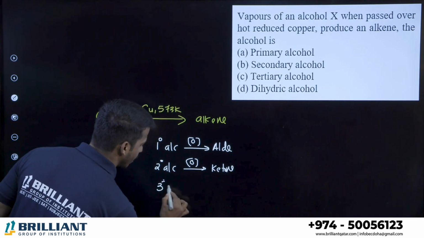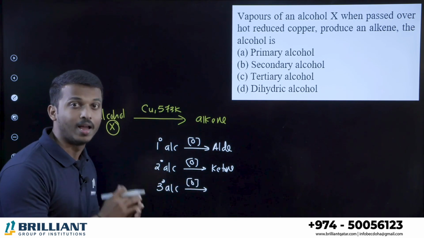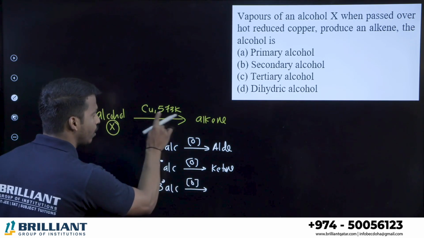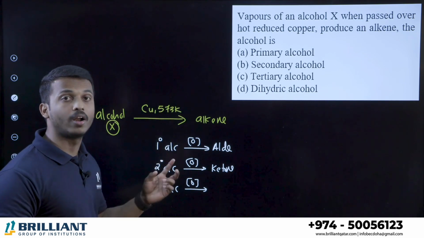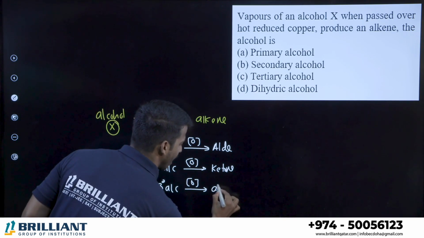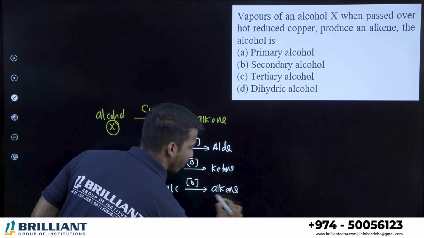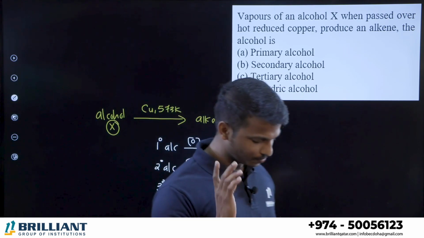But we studied tertiary alcohol will not undergo oxidation generally. But in presence of the oxidizing agent copper at 573 Kelvin, it will undergo dehydration. By the way, it will give you an alkene. Okay, keep in mind all of you.